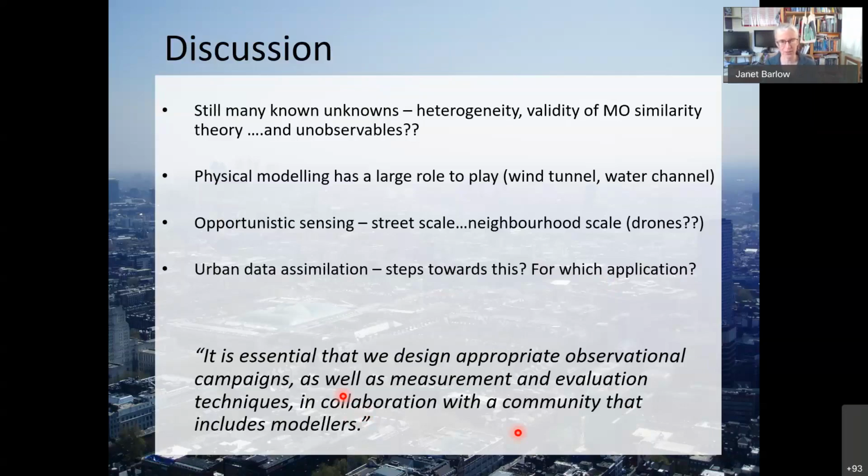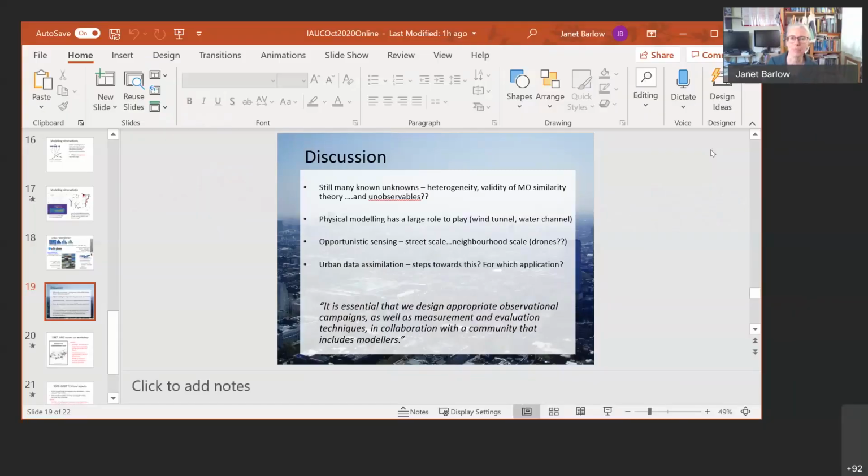And over to Alberto to talk to us about modeling. Let me stop sharing my screen. Well, thanks a lot, Janet. Thanks for the really nice overview. We'll take questions after Alberto's talk.